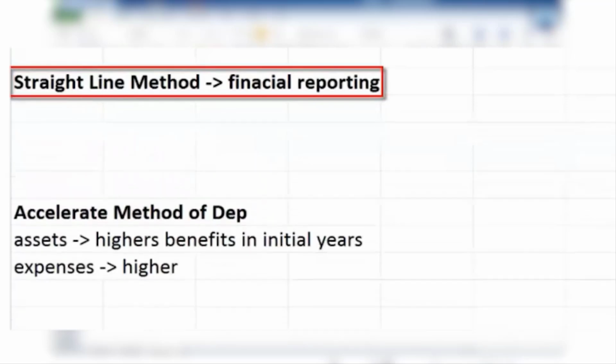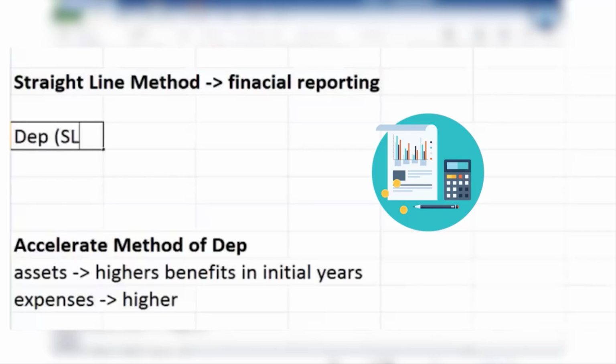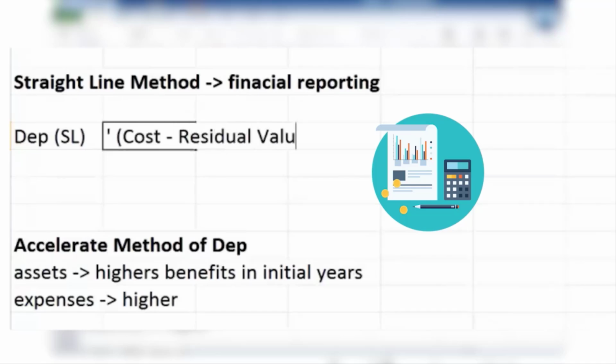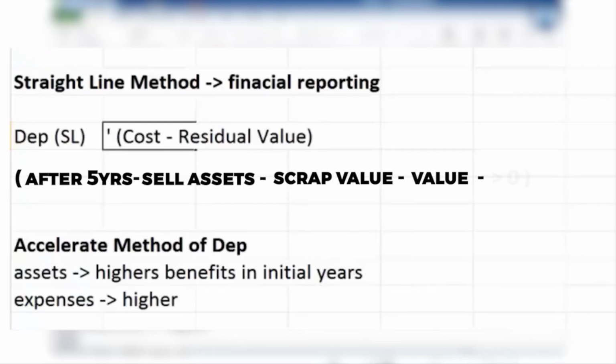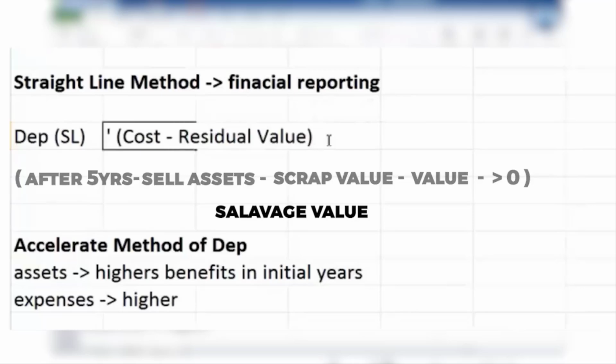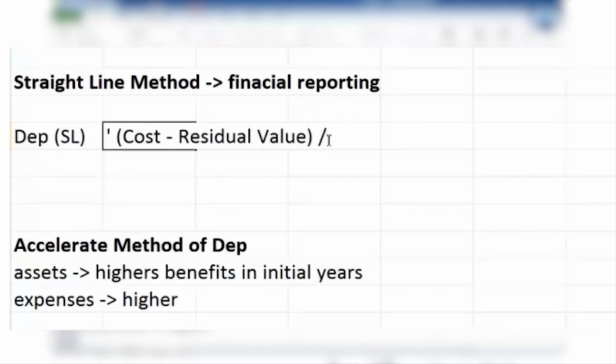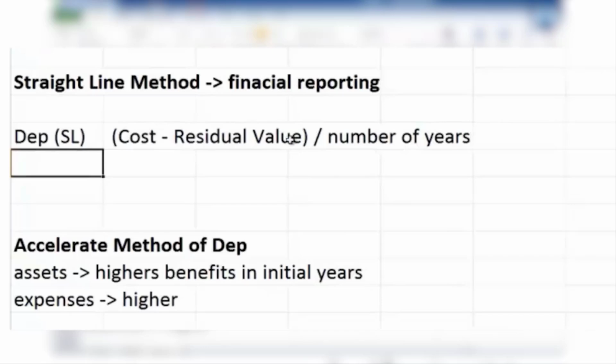When we want to calculate the depreciation expense using the straight line method, the formula goes as follows: it's basically cost minus the residual value. Residual value is basically the salvage value. Assuming you own an asset with a useful life of 5 years, after 5 years you may sell this asset at some scrap value, or some value greater than 0. That value is called the residual value or salvage value. The depreciation is calculated as cost less the residual value, divided by the number of years. So this is how it can be calculated.